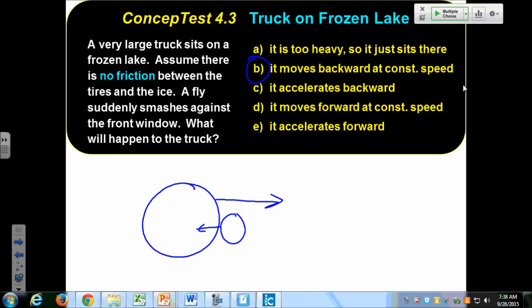C is sort of a correct answer, that it does accelerate backwards, but only during the time that you have the collision, only the time that the fly is actually pushing onto the truck. All right, this is the third law.